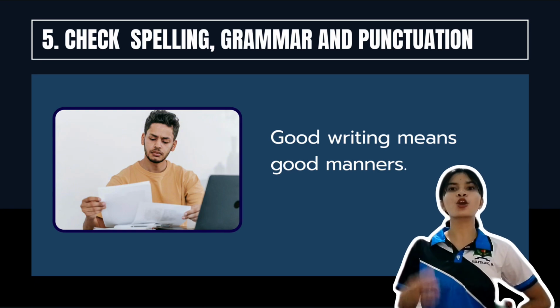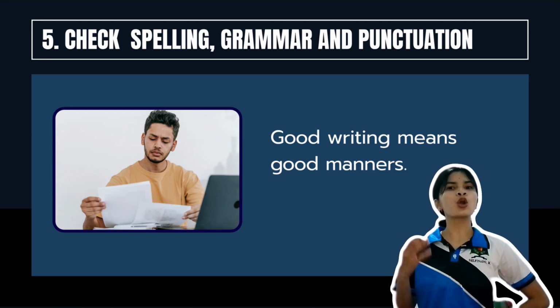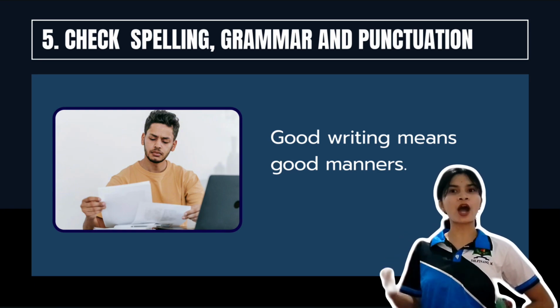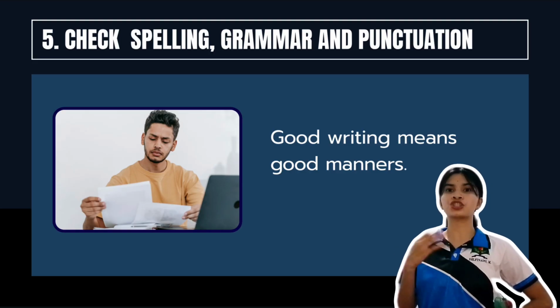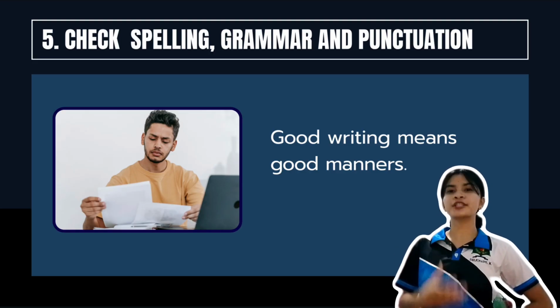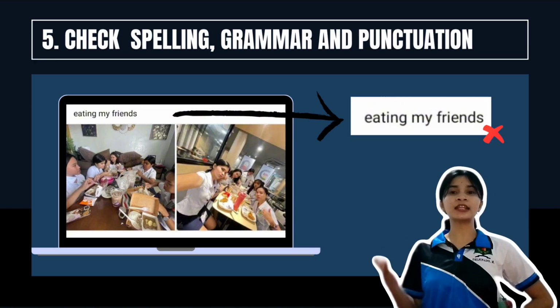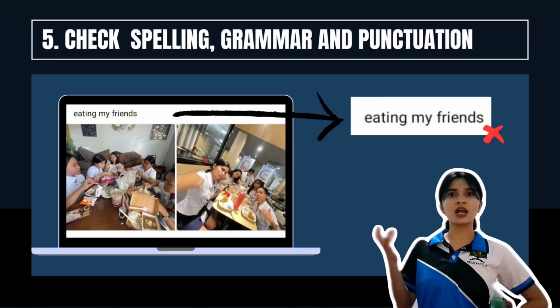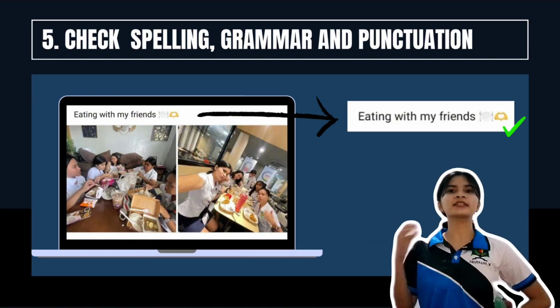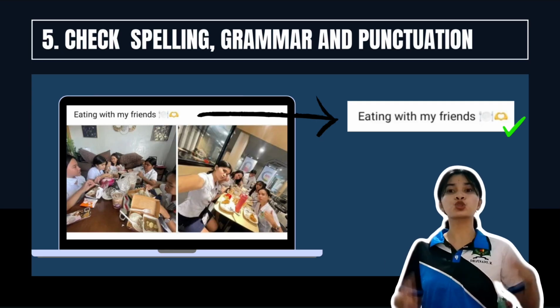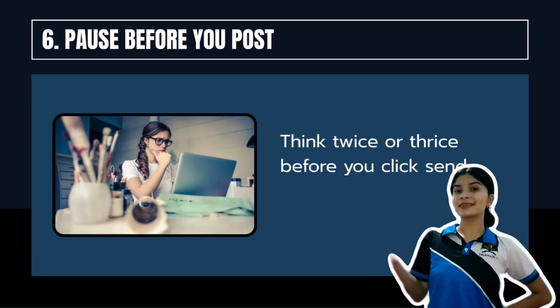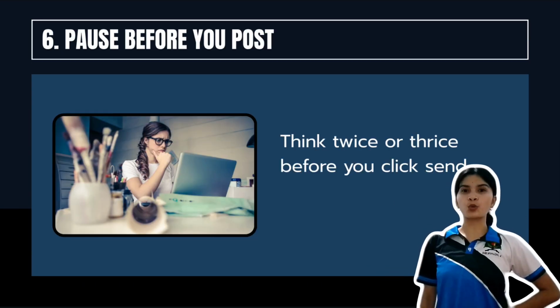Check spelling, grammar, and punctuation. Write clearly and correctly so others can understand your message easily and see that you are respectful and professional. Instead of posting "eating my friends," which sounds wrong and scary, write "eating with my friends" to avoid confusion. Next, pause before you post.